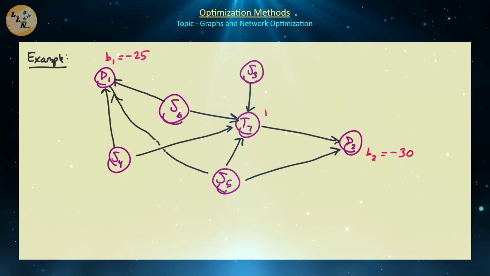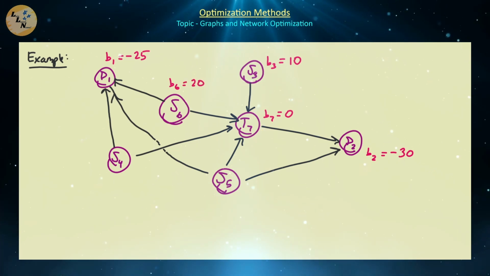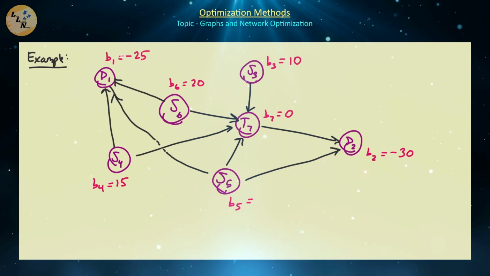So, of course, B7 is going to be equal to 0 because that's a transfer node. Let's assume that 3 has 10 to supply. Let's assume that 6 has 20 to supply. Let's assume that 4 has 15 to supply. And let's assume that 5, so how much should 5 have to supply if there's no surplus or shortage? So notice that there's a total demand of negative 55, and right now we have 20 plus 10 is 30, plus 15 is 45, so if we want a total of 55, then B5 has to be equal to 10 to sort of make everything in equilibrium.